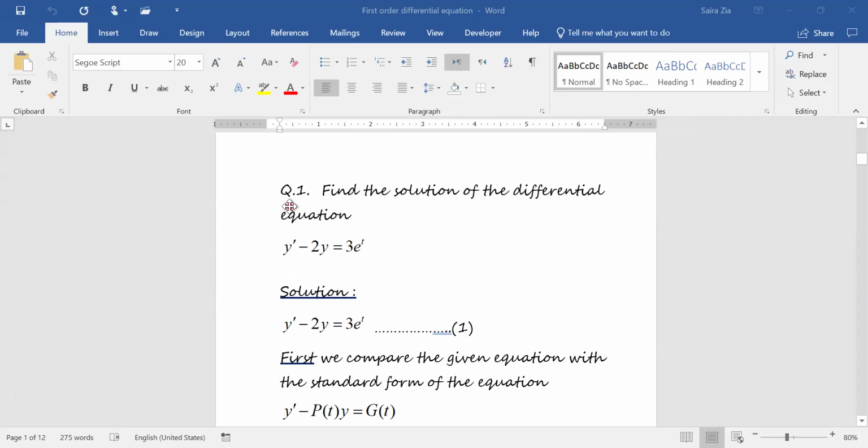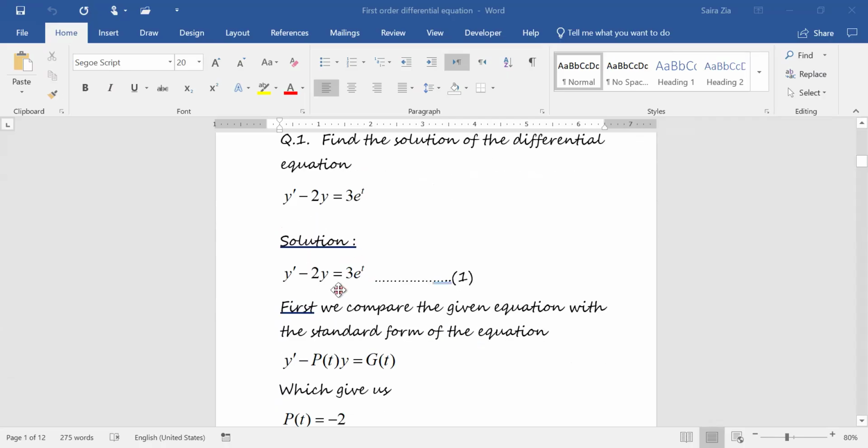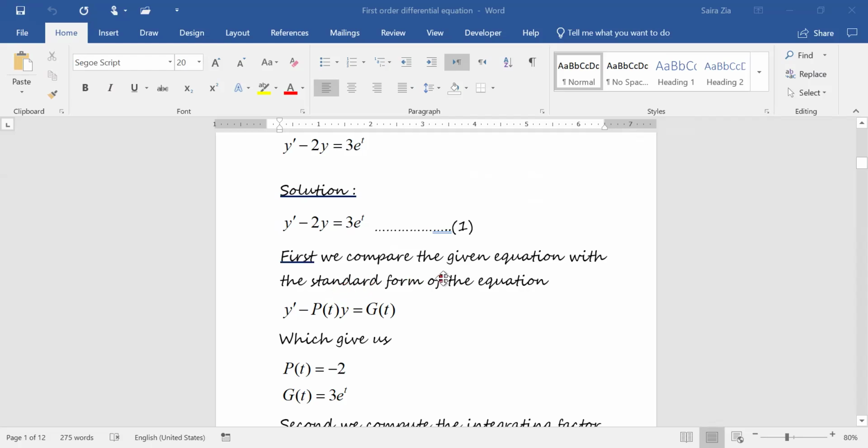We will do one question. Question number 1, finding the solution of the differential equation y' minus 2y equals 3 e^t. How to solve this differential equation? First, we are going to compare the given equation with the standard form of the equation. So the standard form is y' minus p(t), it can be plus or minus, y equals g(t).